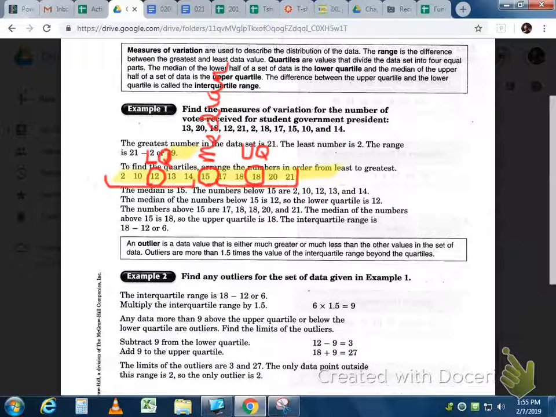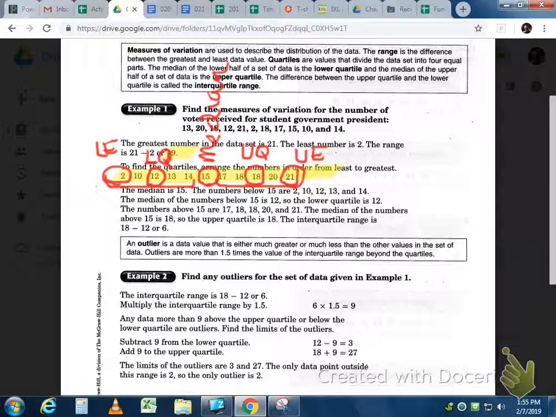The other 2 that are important, they're called the lower extreme, which is the lowest number in the list. I'm going to call it the LE, lower extreme. And then 21 is the upper extreme. It's the biggest number in the list. Those 5 numbers that we just found, that's how you make a box and whisker plot. So that's it? That's it.